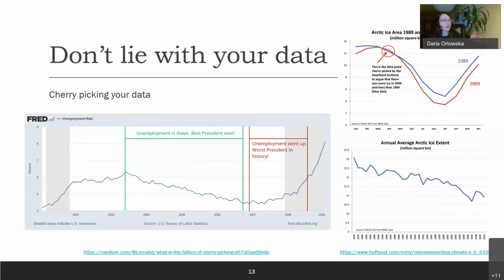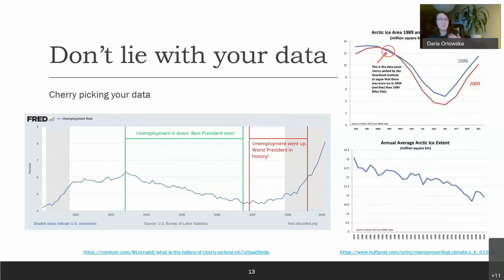So if you're starting at a time when the unemployment rate was particularly high and ending at a time when it goes down, you're like, well, best president ever, right? The unemployment rate went way down. But you can also take that same time frame and pick a point where unemployment is very low and it goes very high, and you can make a counter argument.